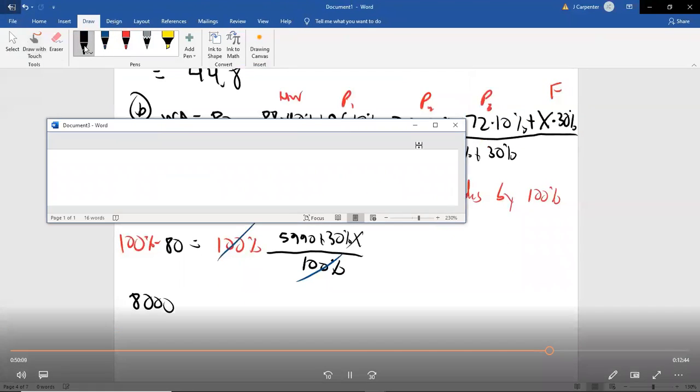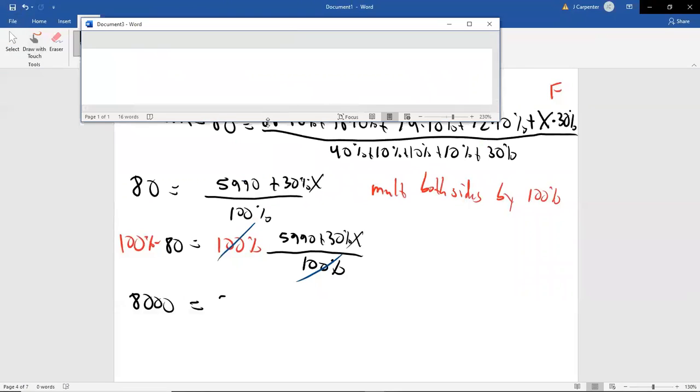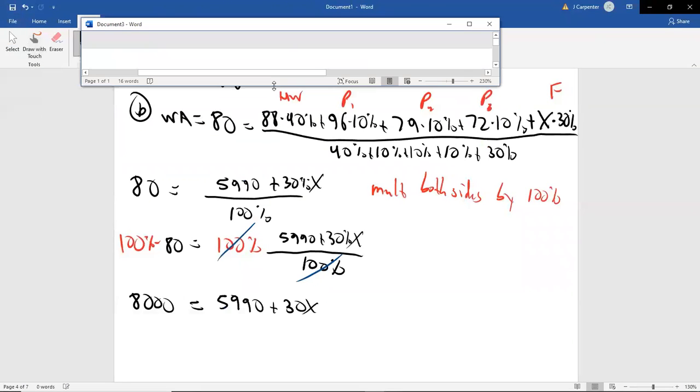8,000. And then that percent symbol is still, you can just kind of drag away in the end. Plus the 30x. We're going to subtract the 5990 on both sides. Doing our basic algebra, which is going to give us 2010.